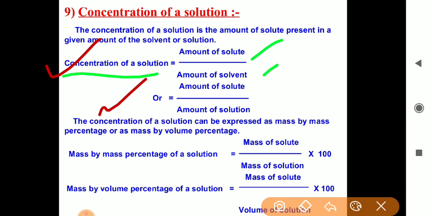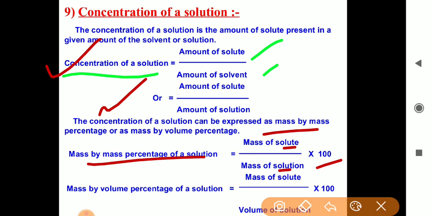Means by different ways we can do it: mass by mass percentage, mass by volume percentage. When we discuss the examples, just keep these formulas in mind: the concentration of a solution is equal to the amount of solute divided by the amount of solvent, or the amount of solute divided by the amount of solution. Now the concentration of a solution can be expressed by mass percentage or mass by volume percentage. Mass by mass percentage of a solution is equal to mass of solute divided by mass of solution into 100.